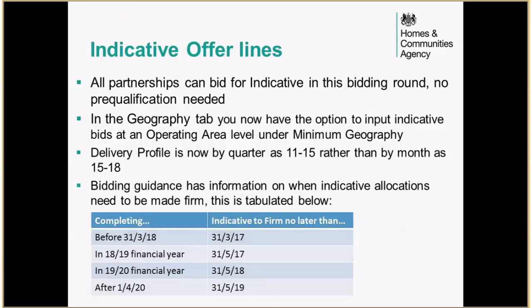When you come to look at indicative profiling of that delivery, it is now by quarter rather than by month. So we're going back to how it was under 1115 rather than by 1518. The bidding guidance has information on when indicative allocations need to be made firm, and I've tabulated that on the screen below. You may want to click pause at this point to make a note of that data, because I'm not going to go through talking through those.